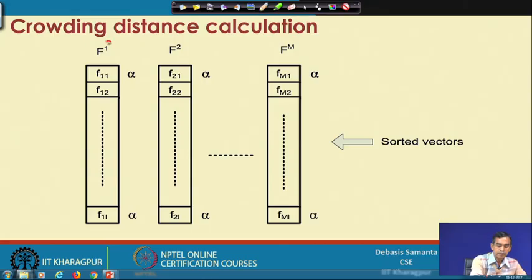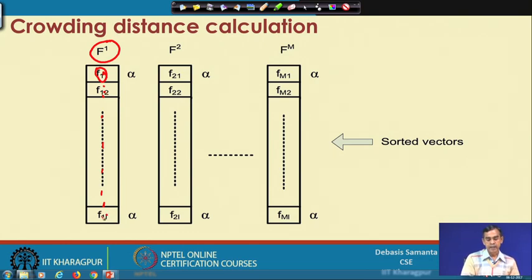So, these are the sorted vectors, we can say f1 sorted vectors with respect to the objective function f1. Here all the solutions are sorted in ascending order, but with respect to f1. That means this solution has the lowest value so far as f1 is concerned, this is the next highest value, and this has the highest value of f1.